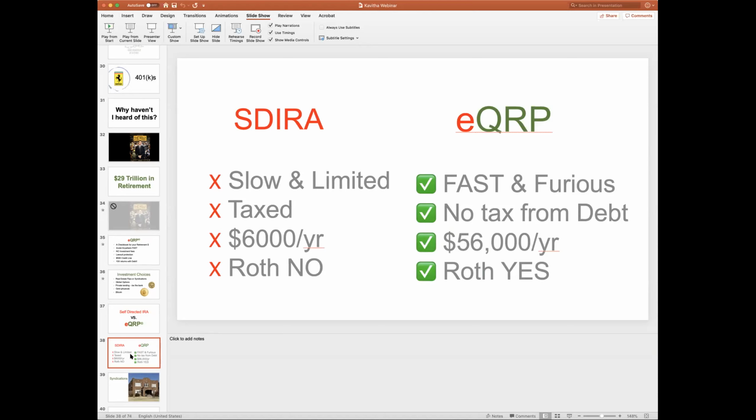They get taxed when you have real estate with debt. You can only put like $6,000 a year in them, and you can't do a Roth IRA if you make too much money. And whether or not that applies to you, eventually it probably will apply to you, and you don't want to get exempted out where you can't use it. eQRP is literally 10 times as much money you can put in. A Roth is available for everybody. You can use as much debt as you want and not get taxed, and it's wicked fast.